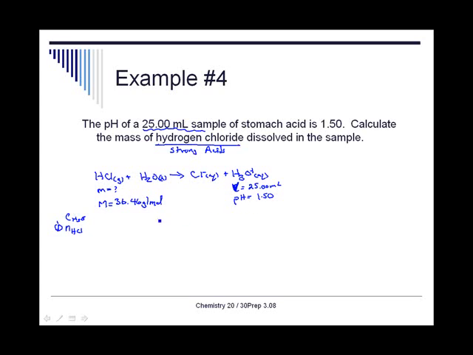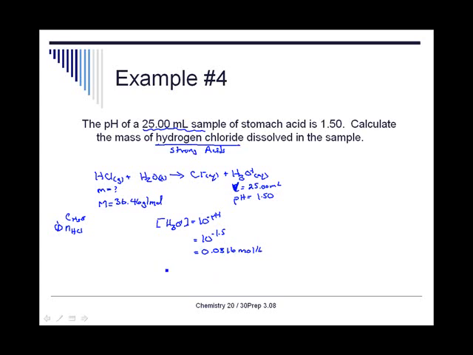So now we have a bit of a plan. The concentration of H3O+ is equal to 10 to the negative pH. And so we'll plug in our pH, 10 to the negative 1.5, or the inverse log of negative 1.5. And so the concentration of hydronium is 0.0316 moles per liter. Again, I'm saving that full value on my calculator.